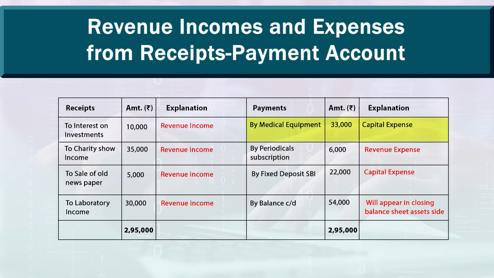The medical equipment of rupees 33,000 is considered as capital expense. The periodical subscription of rupees 6,000 is a revenue expense. The fixed deposit with SBI of rupees 22,000 is a capital expense. The balance carried down of rupees 54,000 will appear in the closing balance sheet at asset side.